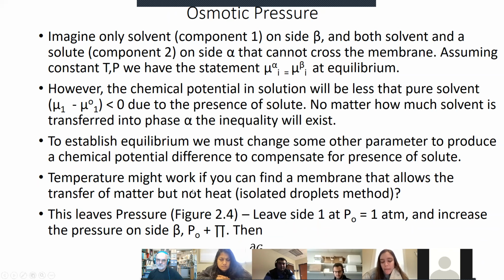The book goes through this sort of thought experiment telling you that maybe we could change the temperature, but it turns out experimentally that what we really do is we change the pressure. The pressure changes on one side. This is the origin of osmotic pressure. So we leave the one side, which is pure solvent, at normal 1 atmosphere pressure, and we increase the pressure on the other side by some amount. It's represented here by the symbol that is, I think, meant to be pi.